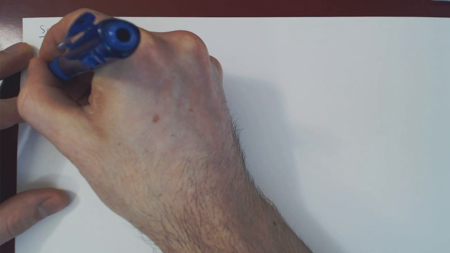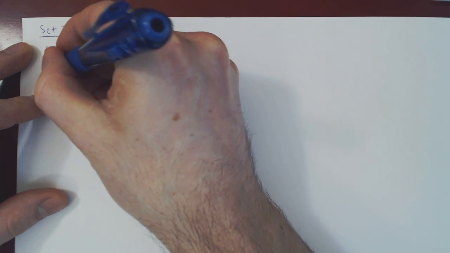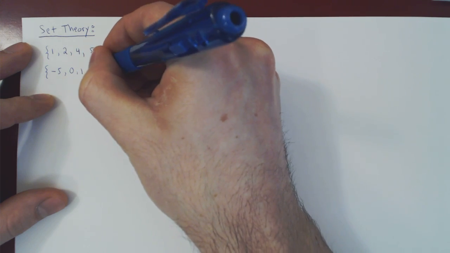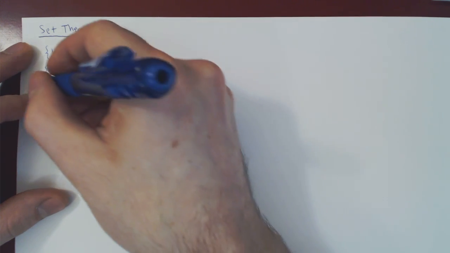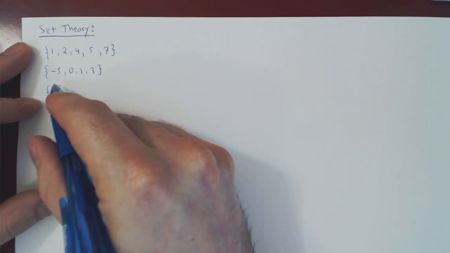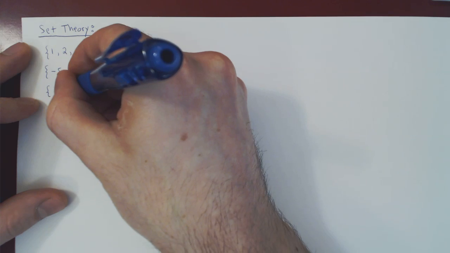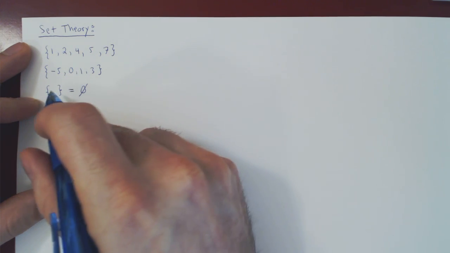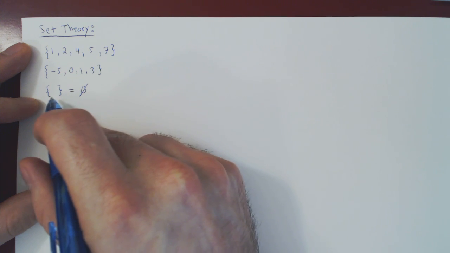We could have a set that contains negative numbers, so negative 5, 0, 1, 3, and so forth. We could have the so-called empty set, the set with no elements, and we can denote this also with a 0 and a slash across it. This means the empty set, again the set with no elements.